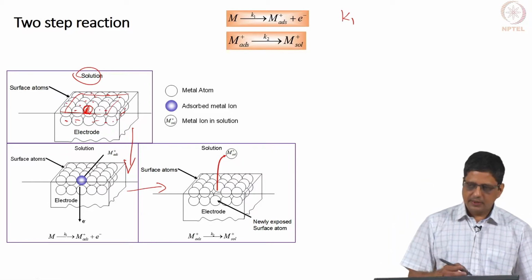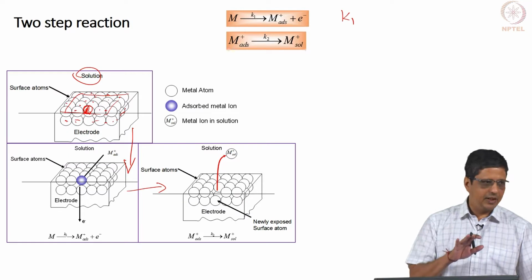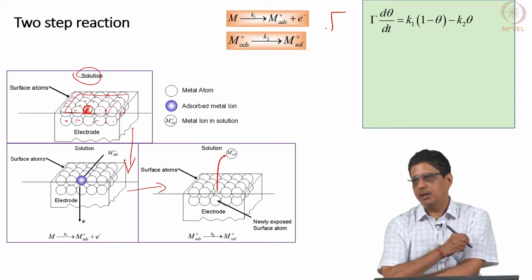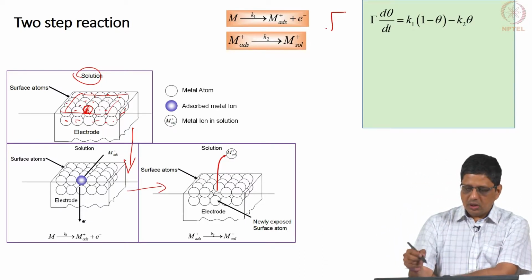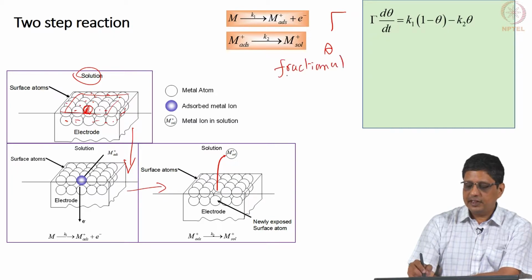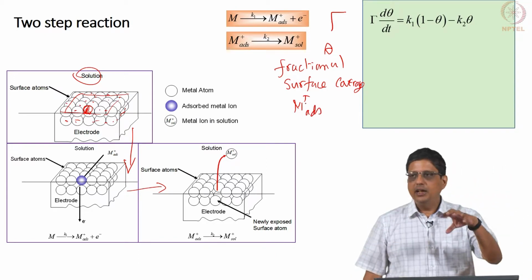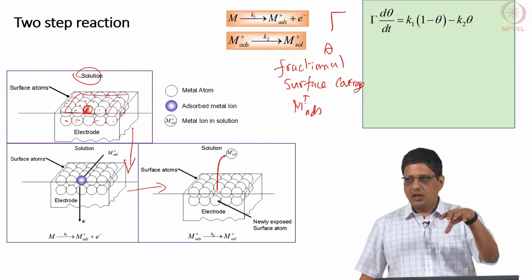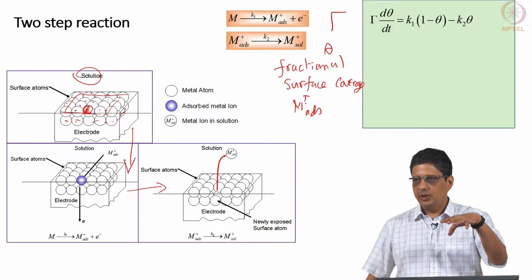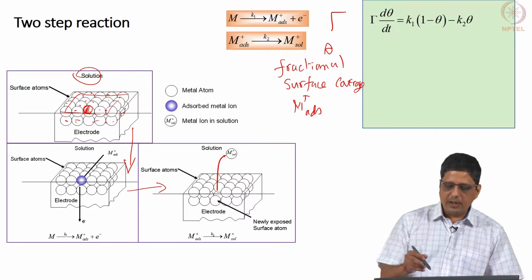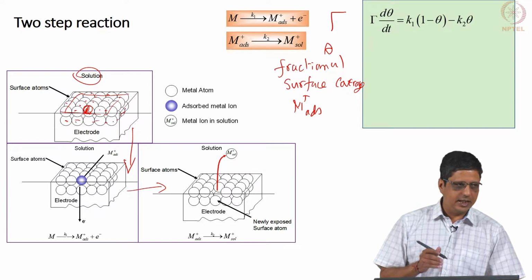Now, think about this. Let us say total number of sites available on the surface, okay. That is normally given by the letter capital gamma. Okay. I am going to call theta as fractional surface coverage of M plus adsorbed. So, what I do is I calculate how many such sites are occupied by M plus adsorbed. Okay. What is the total number of sites? That ratio tells us, you can say 30% of the sites are occupied by M plus adsorbed. That means 70% of the sites are metal atoms.